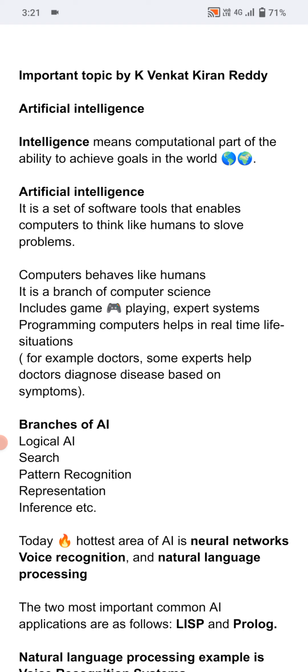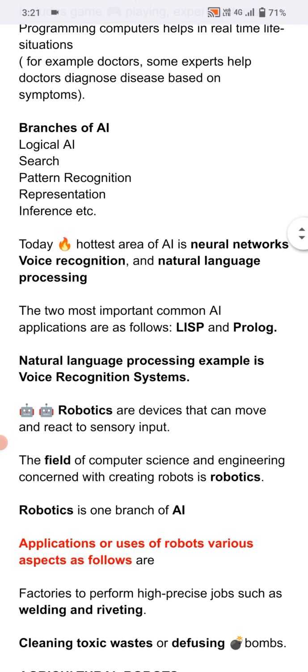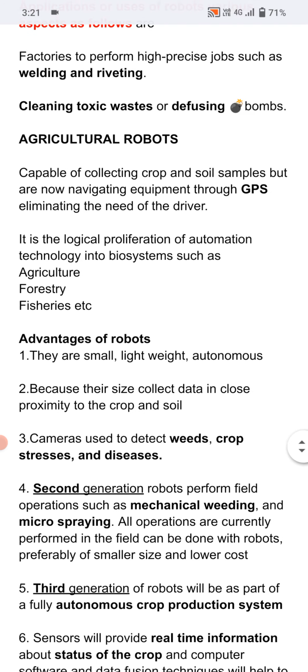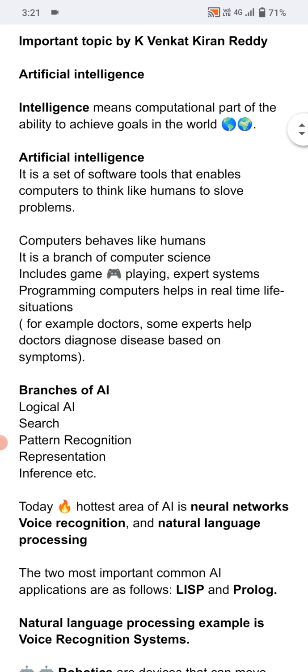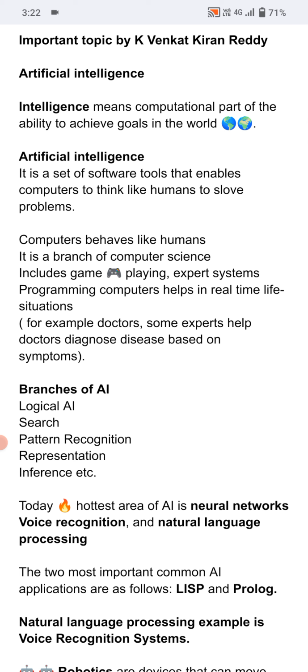Today I am discussing artificial intelligence, the branches of artificial intelligence, robotics and their definitions, and a few important points about artificial intelligence and robotics. Nowadays, it is a very familiar and peculiar topic.